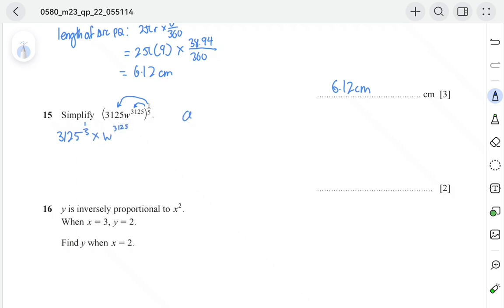And we know from indices rule also that (a^n) to the power m is a^(nm), so the two indices will multiply. So solving this gives us 5 times w to the power of 625.